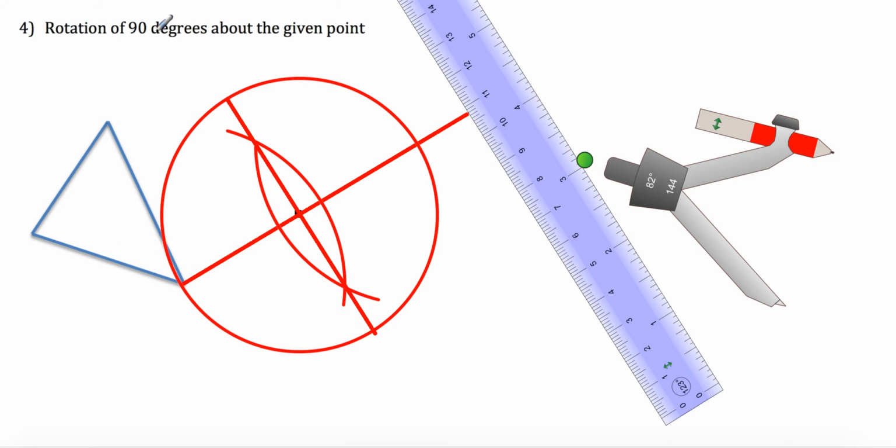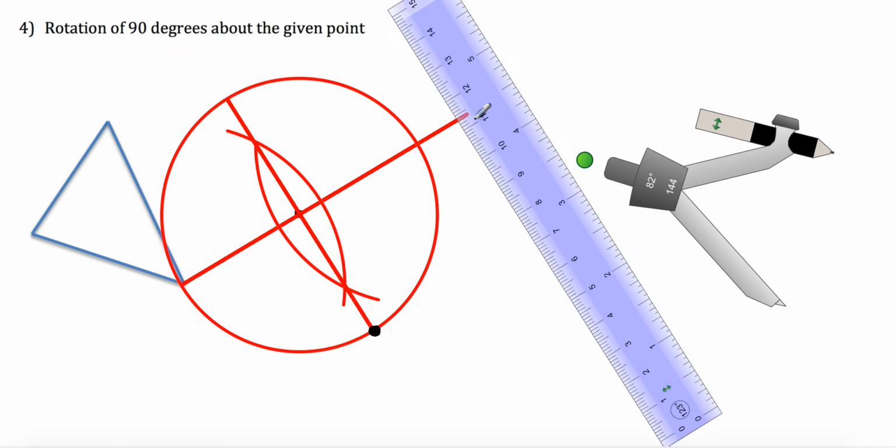Since I'm moving 90 degrees, that means I have to go counterclockwise. So from here, I'll be moving over here. So that will be our point after reflection and rotation by the 90-degree angle. So we're going to do the same thing with the other 2 points here.